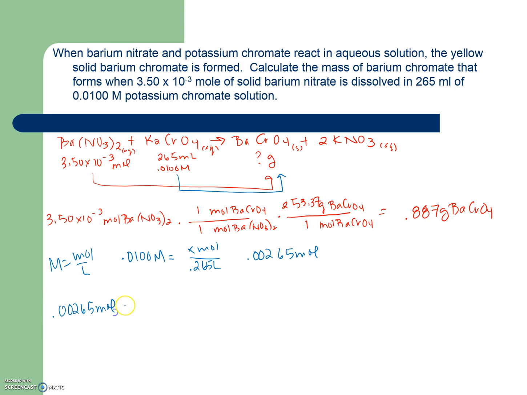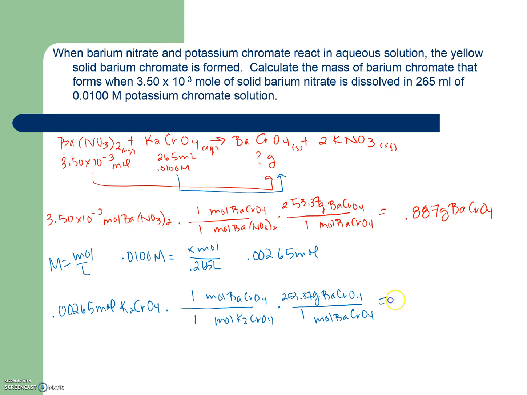Let's go ahead and do that problem. 0.00265 moles of K2CrO4. I want to get rid of moles of K2CrO4 and convert to moles of BaCrO4. Again, it's a 1-to-1 ratio. I'm going to put moles of BaCrO4 on the bottom, grams of BaCrO4 on top. My mass is still 253.37. I calculate it all out, and I get 0.671 grams of BaCrO4.